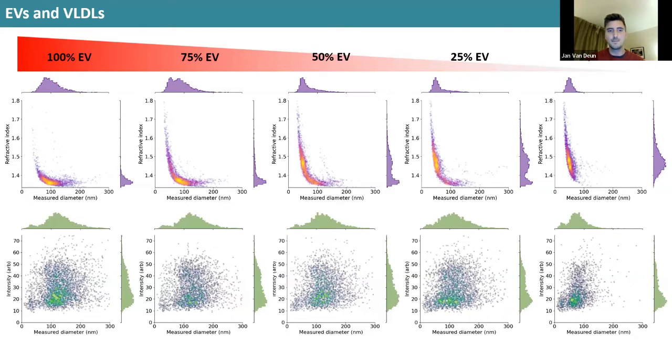Then we measure the same mixtures using normal NTA, and then plot the diameter versus the intensity. Yeah, you get these clouds. So it's a bit similar to what Vahid showed with these artificial or synthetic particles, that you can't really distinguish between these two populations with normal NTA, or conventional NTA, let's say.